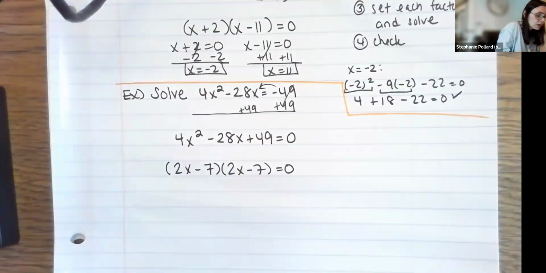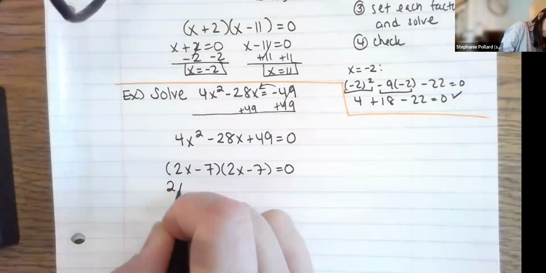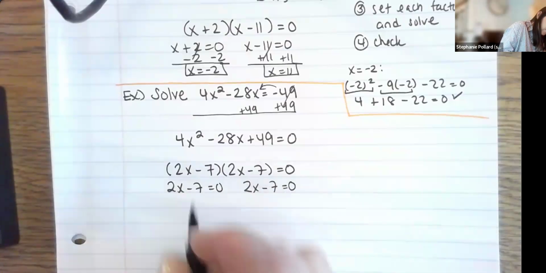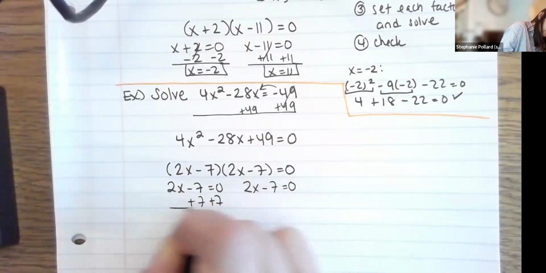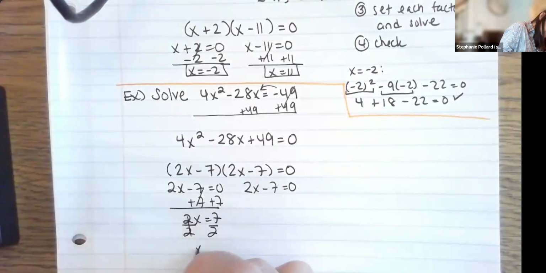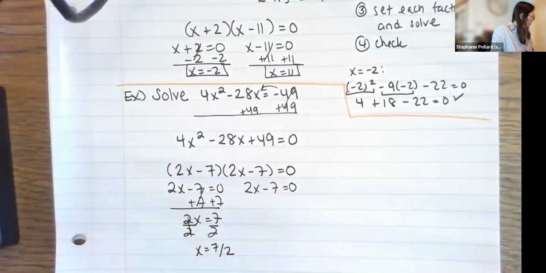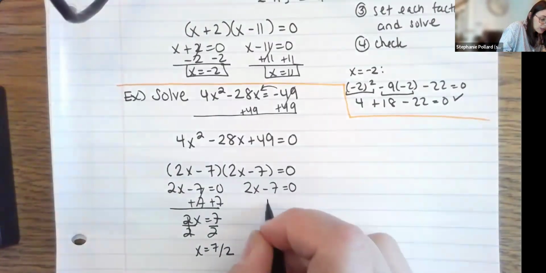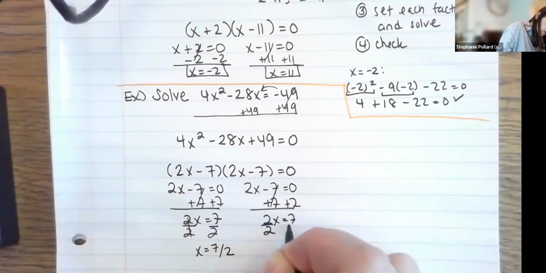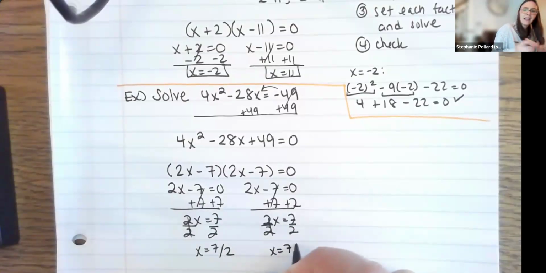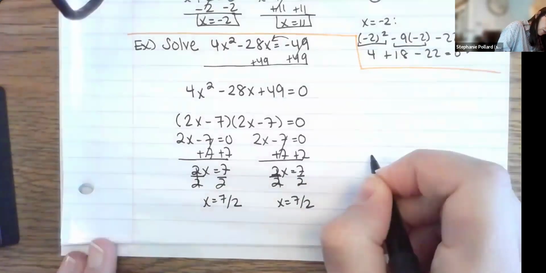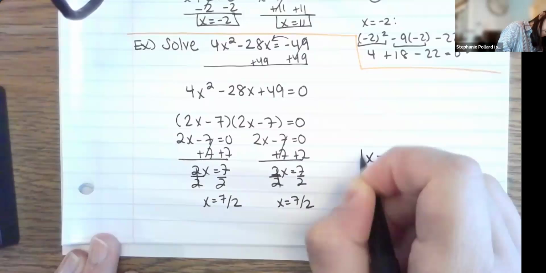Once you have your factors, you're going to go ahead and set each factor equal to 0 and solve. So we're going to add 7 to both sides. 2x equals 7, divide by 2, and I have x equals 7/2. Now, if I solve the other one as well, you get the same exact answer, right? Because it's the same factors. So although you do technically have two answers here, we really only have one unique solution, right? Because it's a repeat. So our only unique answer is 7/2.